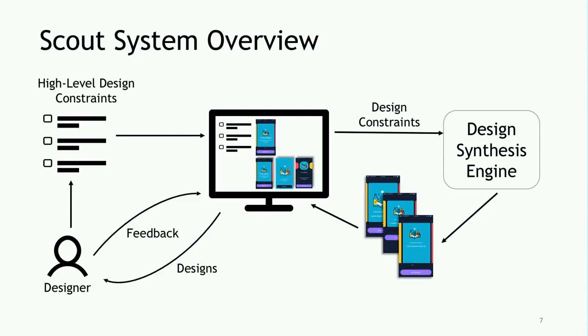And the designer will also be able to give feedback on the designs through high-level feedback constraints. And then Scout will respond with a new set of designs that satisfy their constraints. They'll be able to change these high-level constraints and give feedback continually until they narrow down the set of designs to the ones that they like.